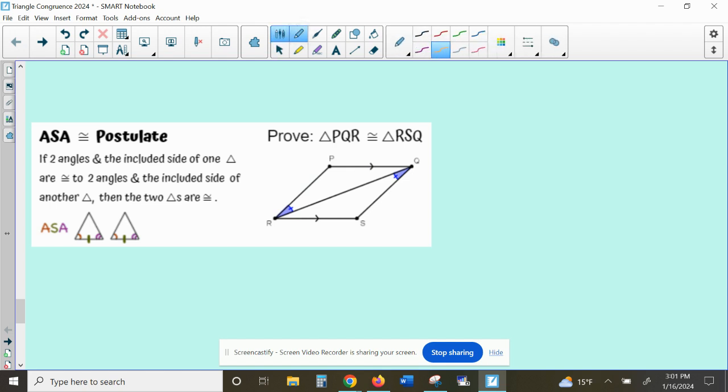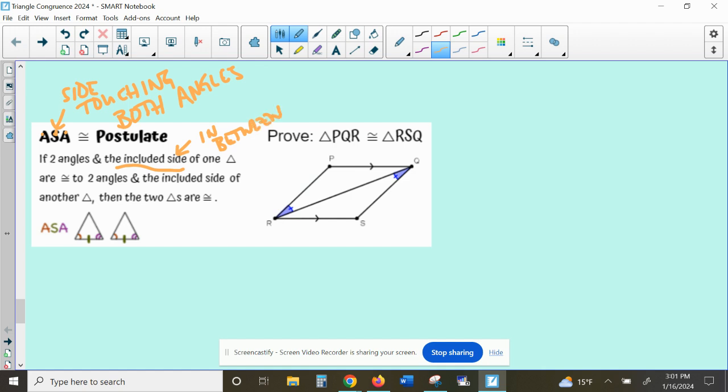So that means that it has to be the side in between, touching both A's. See how this S right here is touching this A and this A? So that means you have the 2 angles and the side is the one in between. So it's going to be the side, or the one in between. It's going to be included, or in between.